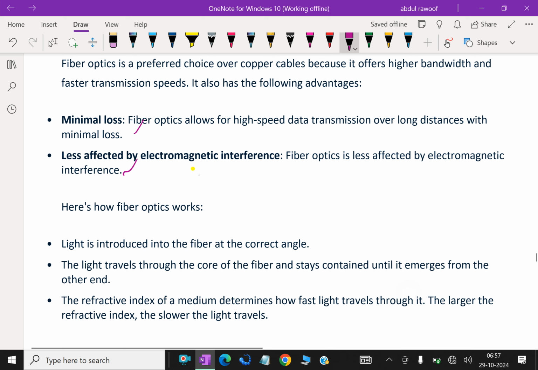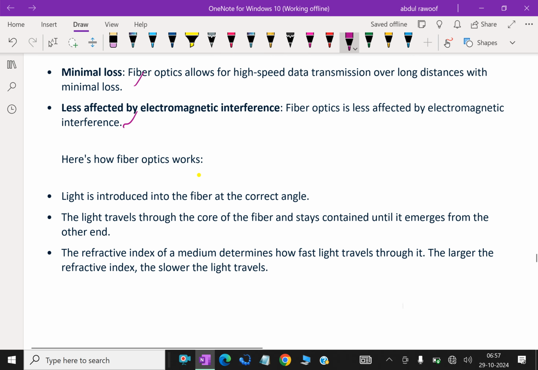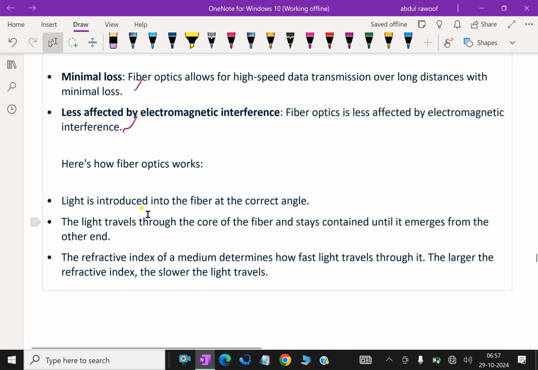Here is how fiber optics works. Light is introduced into the fiber at the correct angle. The light travels through the core of the fiber and stays contained until it emerges from the other end. The refractive index of a medium determines how fast light travels through it. The larger the refractive index, the slower the light travels.